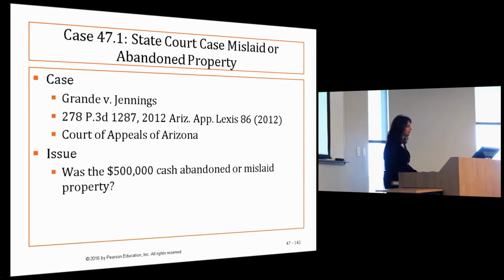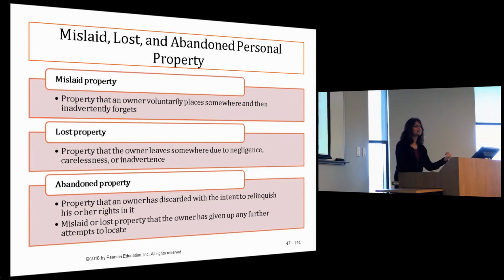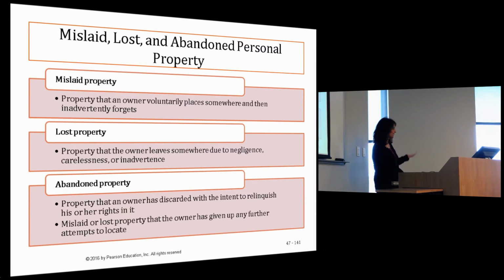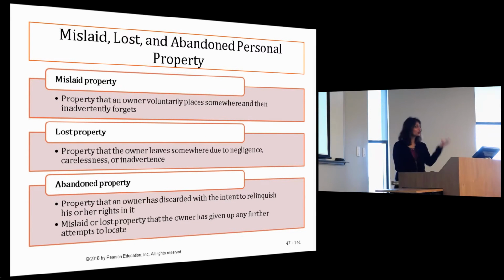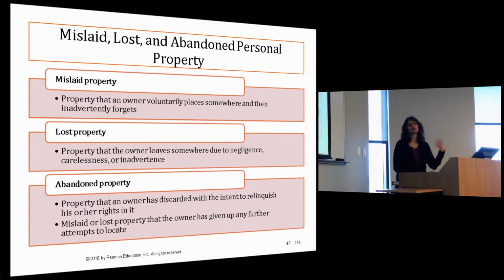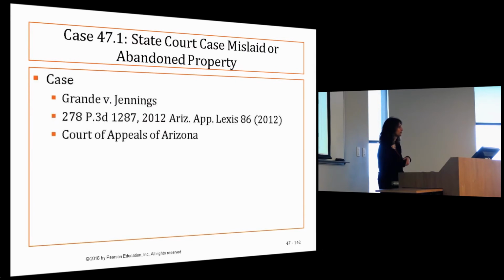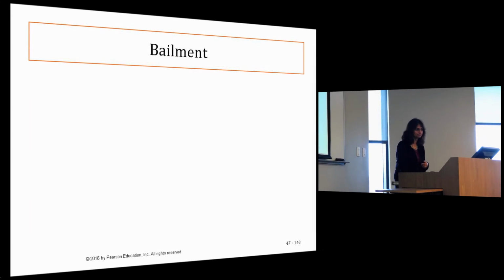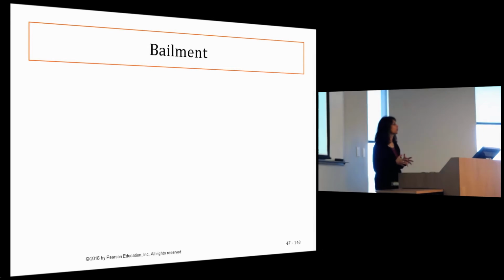So, if you're angry at me for going over these definitions, understand that some cases turn on whether something was mislaid, lost, or abandoned property, because it makes a difference on who actually gets the property. All right, we can go on and on about personal property, but we're going to switch gears a little bit and talk about the concept of bailment. Bailment is a big part of this chapter.